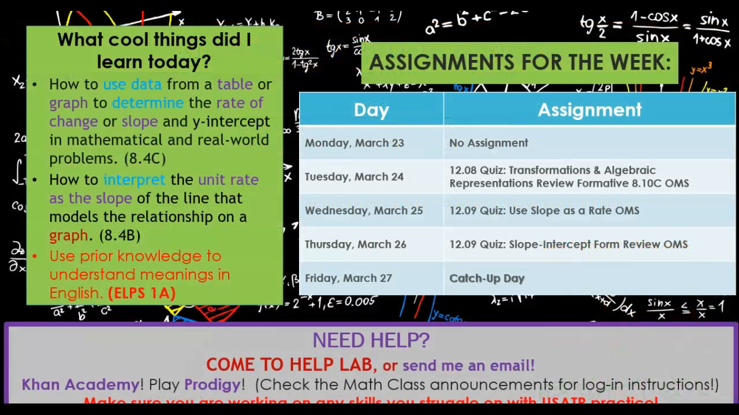All right, guys, that's all that I have for you today for this lesson. Awesome job with linear relationships. Today we looked at using data from a table or graph to determine the rate of change or slope and the y-intercept in mathematical and real-world problems. We looked at how to interpret the unit rate as the slope of the line that models the relationship on a graph.